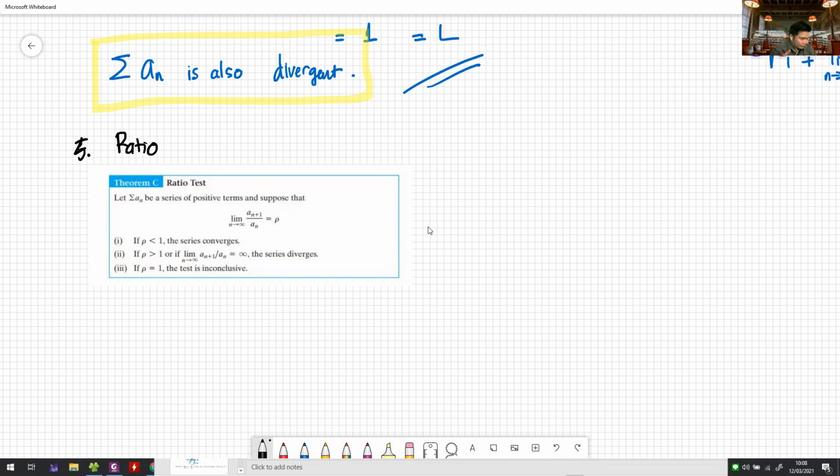Or in Indonesian this is called uji hasil bagi. Ratio test in English. Now we will try to understand this theorem. Let An be a series of positive terms. It is always okay. This is the first assumption. This is a positive series.